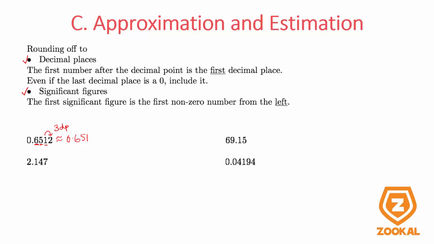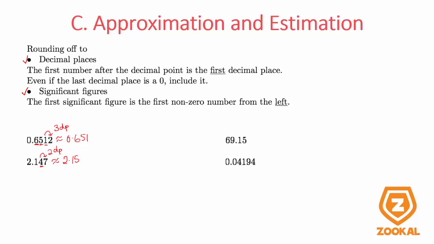If I wanted to approximate this number to 2 decimal places, this is my 2nd decimal place, I look at my 3rd decimal place. It is a number that is larger than or equal to 5. What does this mean? This means that my 2nd decimal place has to increase by 1.